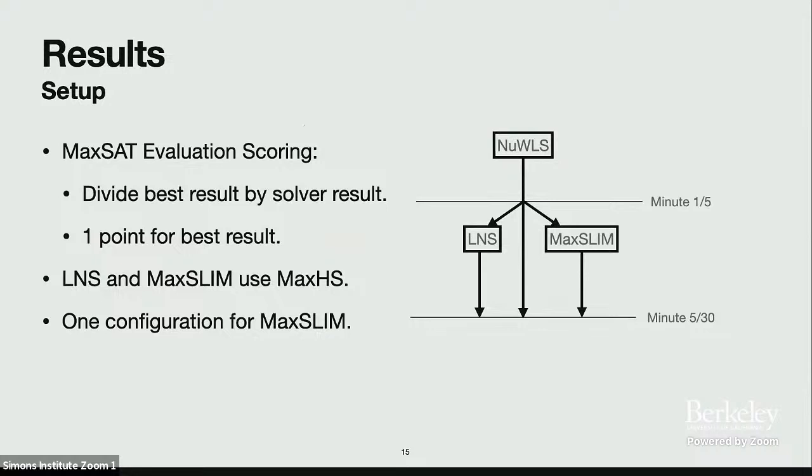So we wanted to check if this is actually better, if this performs better. So we set up some experiments, and we oriented our experiments around how the MaxSAT evaluation is done. There, the scoring is you divide the best result by the solver result. So if you find the best result, you get 1 point, and the closer you get to 0, the worse is the result.